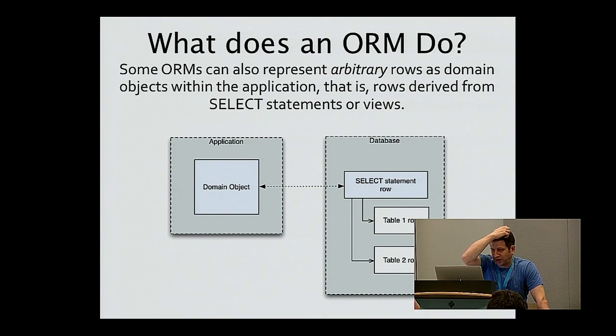So some ORMs can also represent arbitrary rows as domain objects. That is, not just a row that came from a table, but you could load a row from a select statement that is joining two tables, or a row from a view. That's a row also. In relational databases, a row is a row is a row. The rows that you get from tables or joins all look the same. They're all just tuples of data. So you should be able to load domain objects from arbitrary rows.